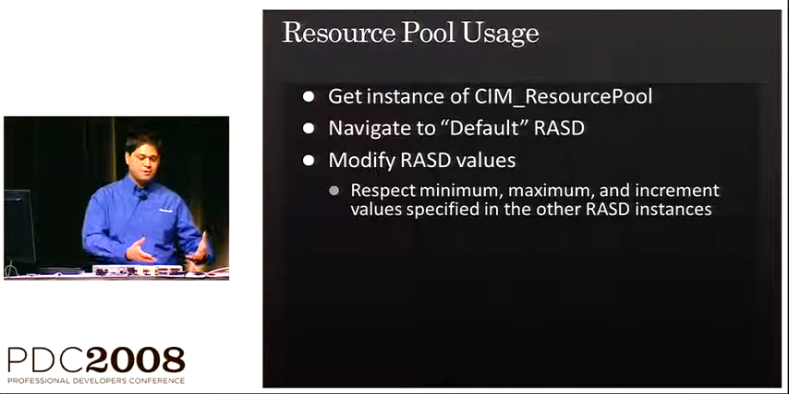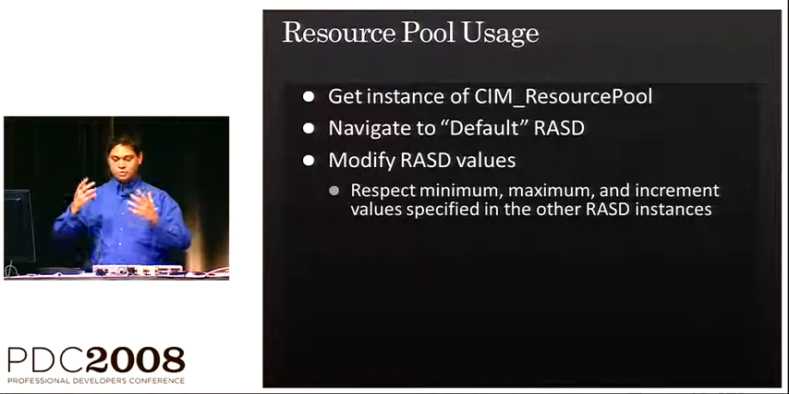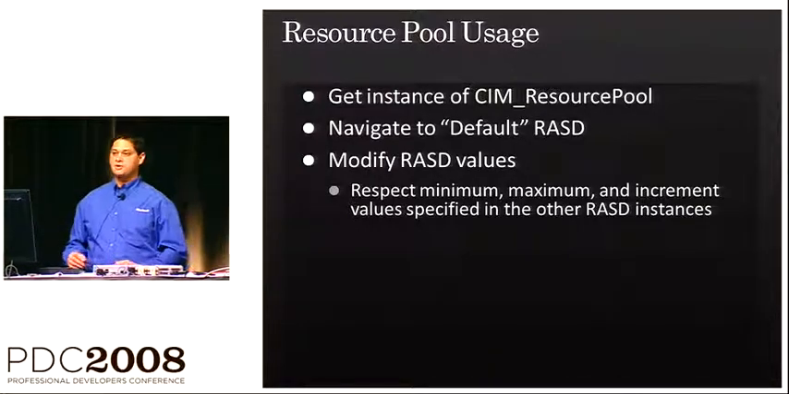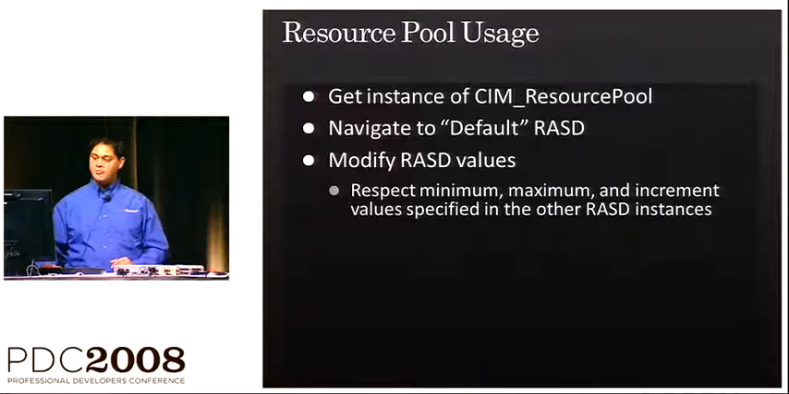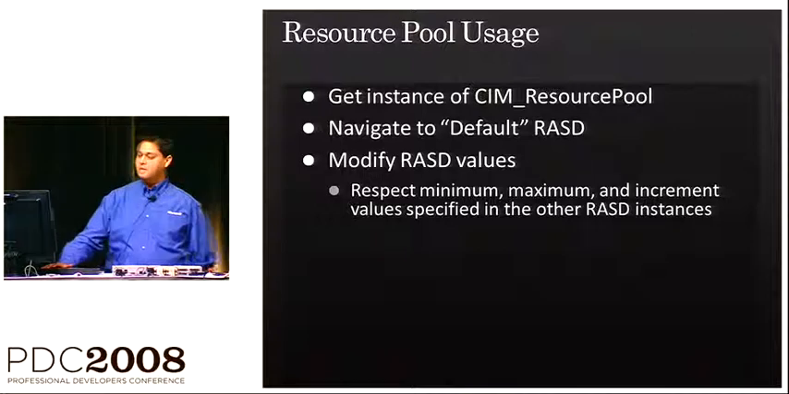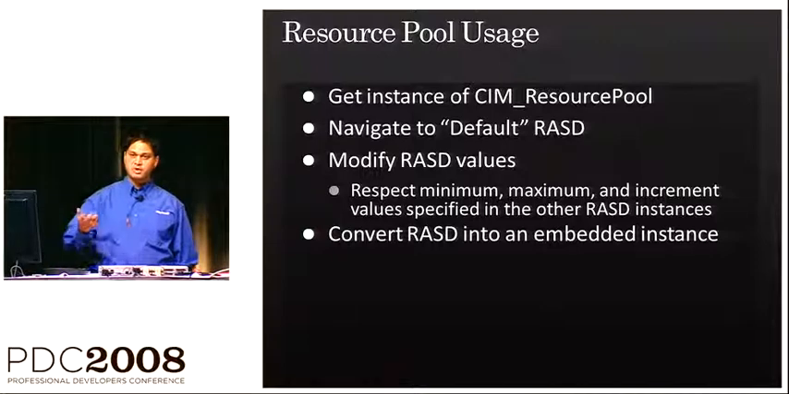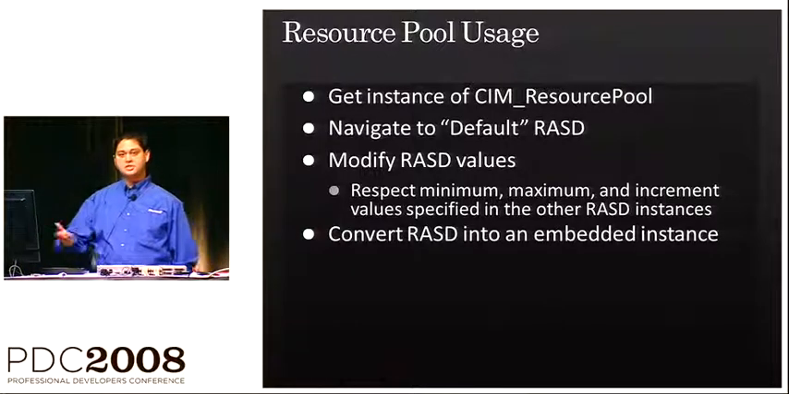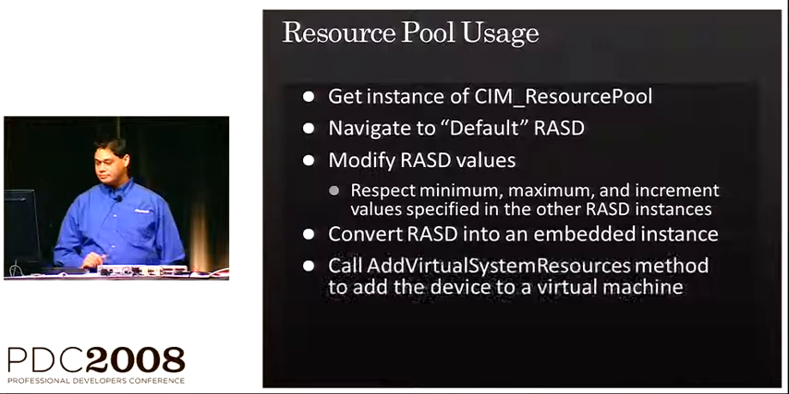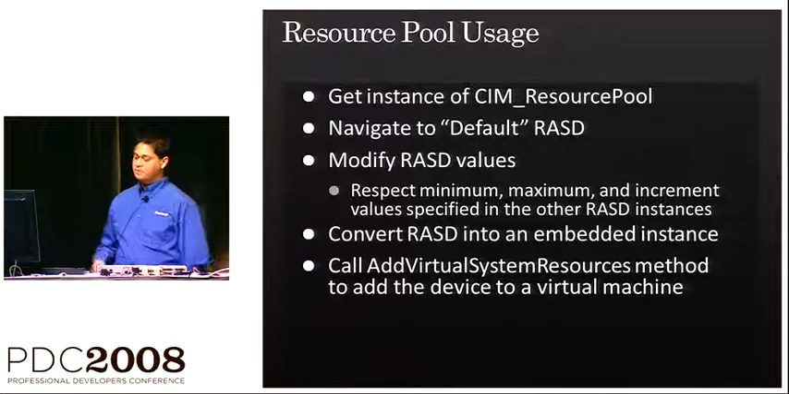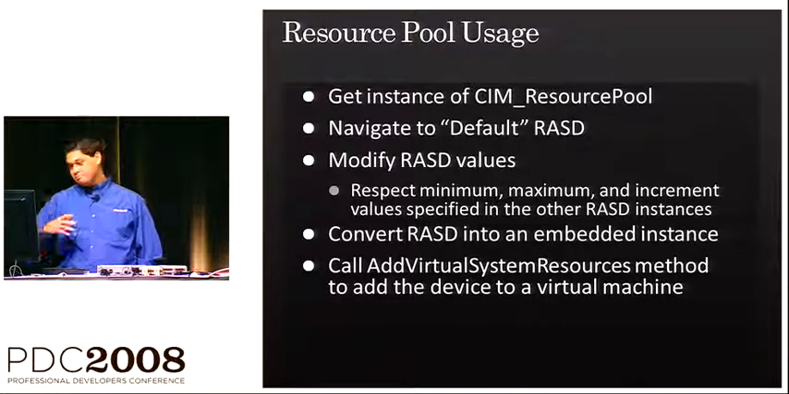So let's say you got this default memory RASD and it says virtual quantity is 1 gig, but you decide, no, I really want 2 gigs in my VM. Well, you change that property locally, being careful to respect the ranges defined in the other RASD instances that we looked at. We then convert the RASD into an embedded instance. Again, most of our methods take embedded instances as input parameters. And then you call the AddVirtualSystemResources method on the virtual system management service class, and that'll essentially add that device to your virtual machine.